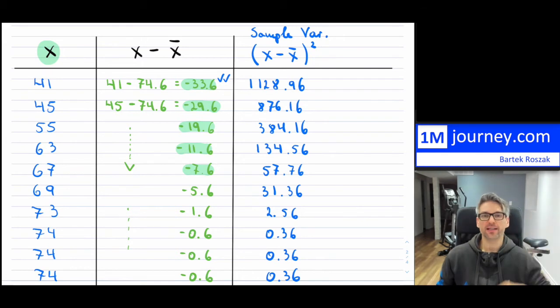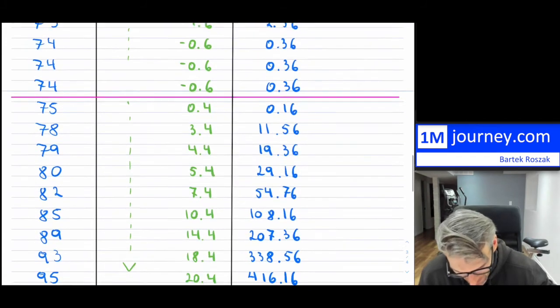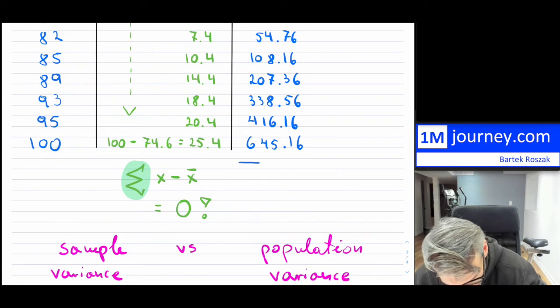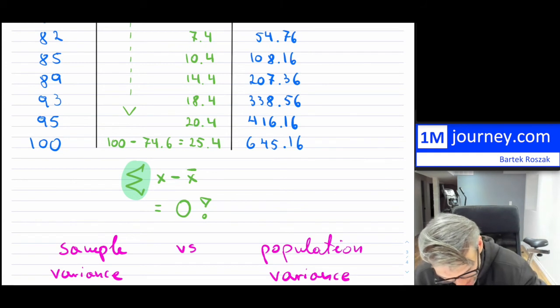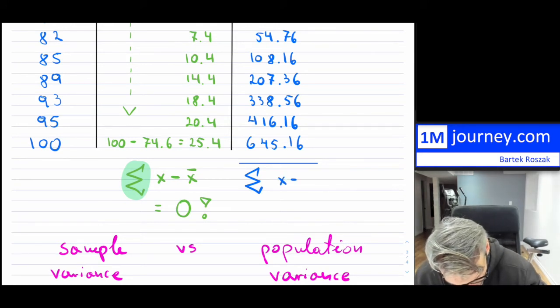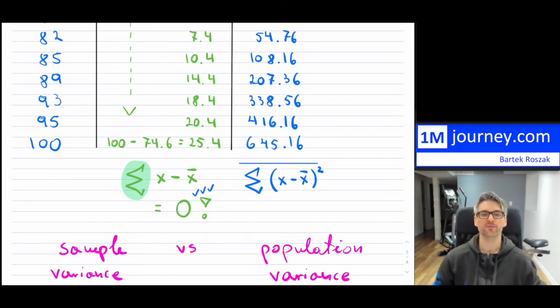Now, I have calculated my sample variances for each data point. Here is the actual sample variance definition. What we must do now is add this entire column up. The addition is this symbol. But now we're squaring them, notice, so it's not going to be equal to 0 because they're all positive.